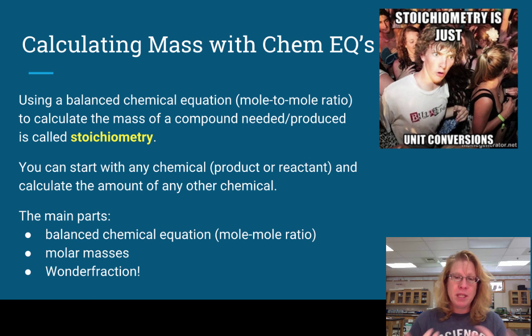And we're going to use basically 3 steps any time that we do these. Number 1, you have to have that balanced chemical equation because you need the correct recipe. You need the mole ratio. Number 2, you're going to have to find molar masses to go from grams to moles or moles to grams, depending on which way we're going. That molar mass conversion ends up being a big part of all of these. And then number 3, you want to use the Wunder fractions.